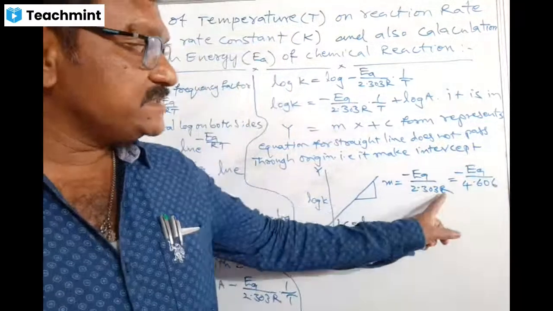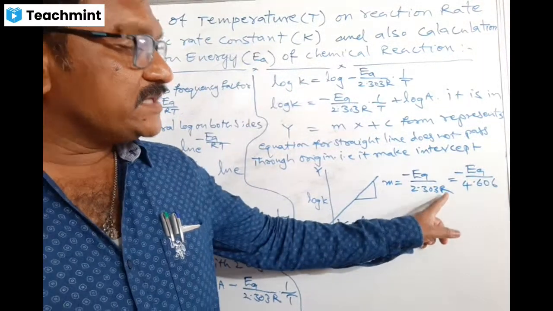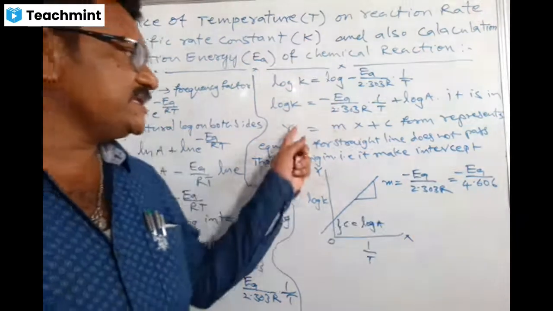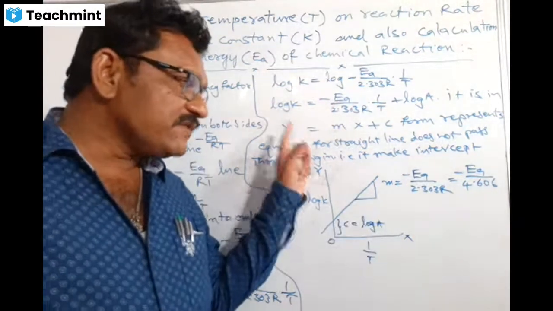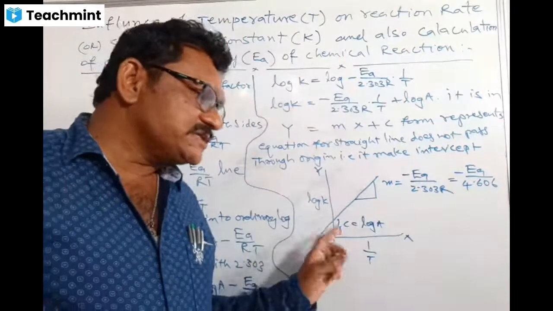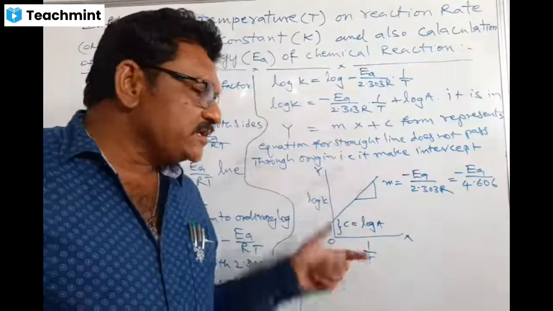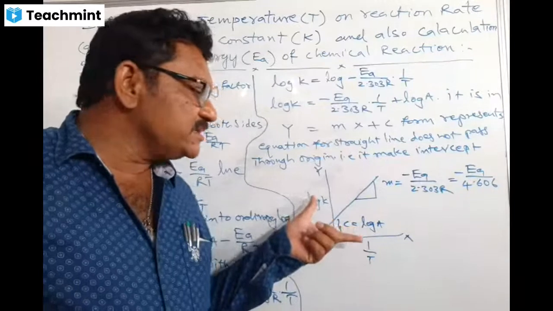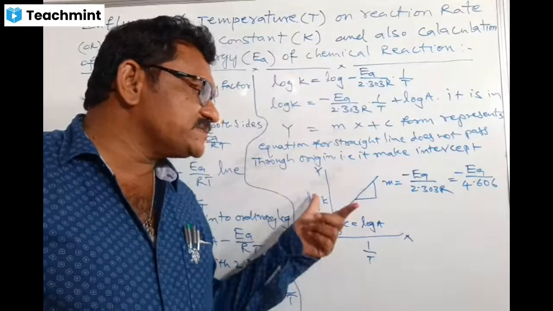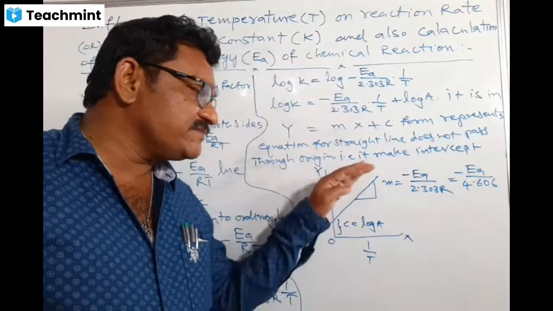Here, in place of the gas constant, we can take 2 calories. Then you get that value. So in the Arrhenius equation, we have slope minus Ea by 2.303 R. How much intercept do we have? C is equal to log A. When we draw the graph of temperature versus specific rate constant, you get a graph like this.